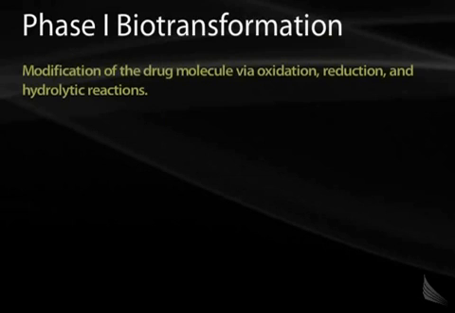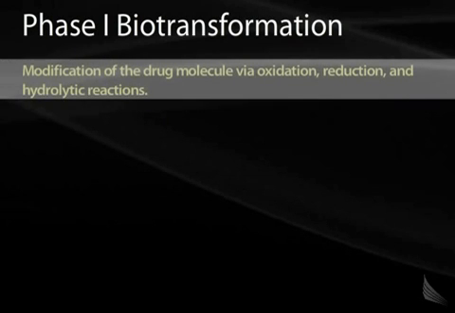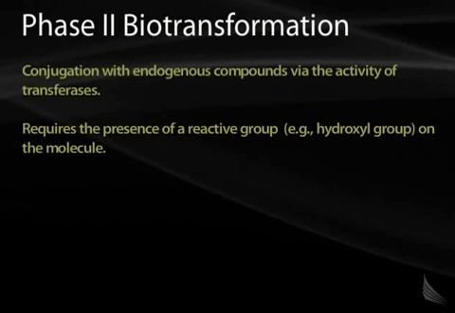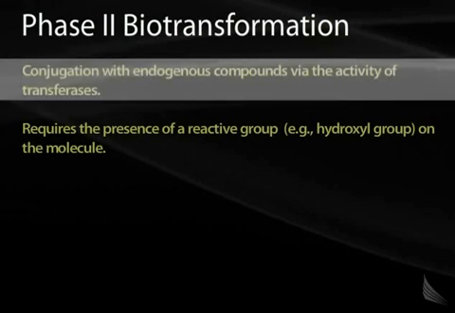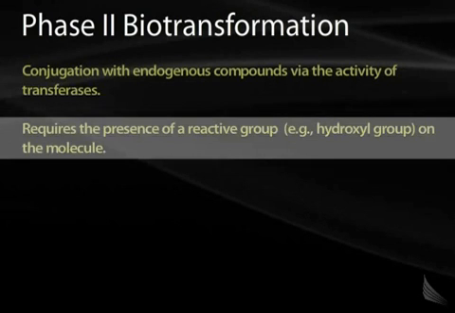Phase 1 biotransformation involves the modification of the drug via multiple chemical reactions, including oxidation, reduction, and hydrolysis. Phase 2 biotransformation involves conjugation with endogenous compounds via transferases. This is also referred to as synthetic biotransformation. It also requires a reactive group on the molecule, such as a hydroxyl group, that these conjugation reactions can occur at.